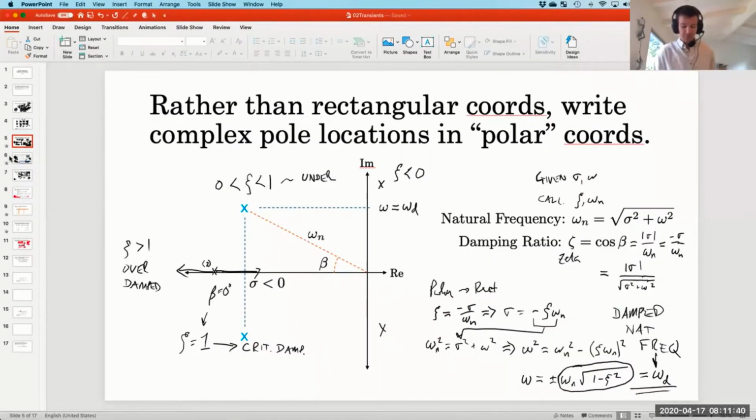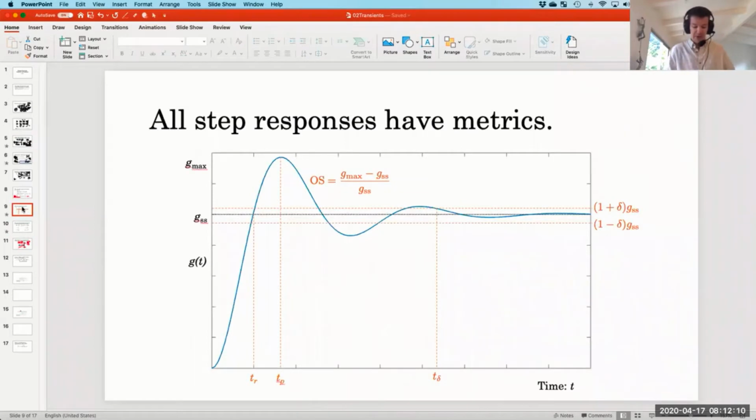We learned that we can describe the pole locations of a second order underdamped system in terms of modified polar coordinates, that is the natural frequency, which is the distance from the origin, and the damping ratio, which is akin to the angle formed with the negative real axis. It's not exactly that because we're taking a cosine in between, but it is 1-to-1 between the angle and the damping ratio. And so once you have all that, then you are ready to start talking about the metrics that this system would exhibit when a step is input to it.